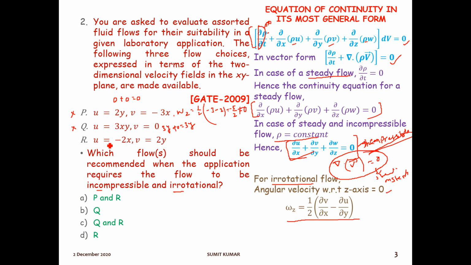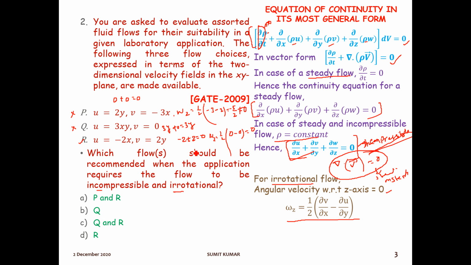Now check for R. Here del u by del x is minus 2, plus del v by del y, which is plus 2. So it is 0, and we can say this is incompressible flow. Okay. Now check for irrotationality. The formula is this one. So omega z is half of del v by del x, which is 0, minus del u by del y, which is again 0. So it comes to 0.